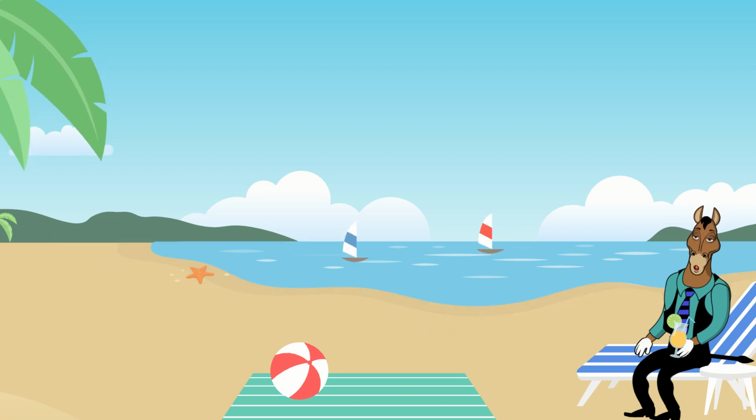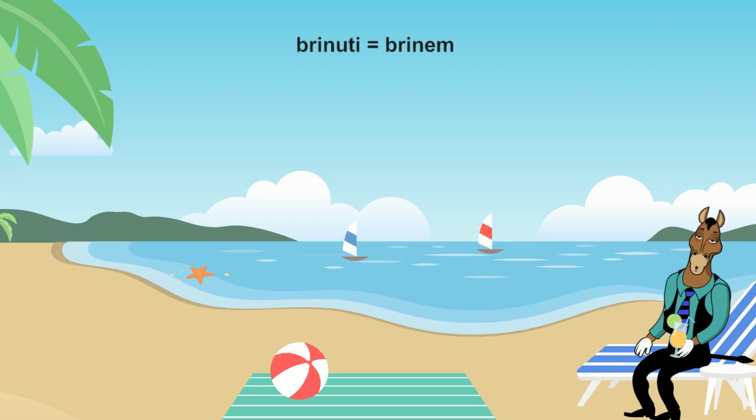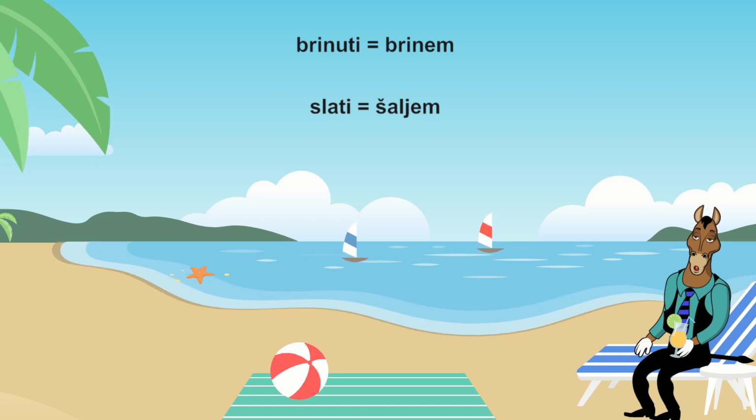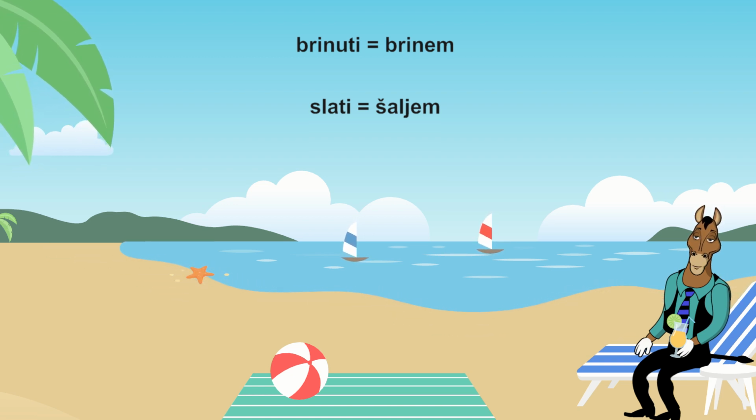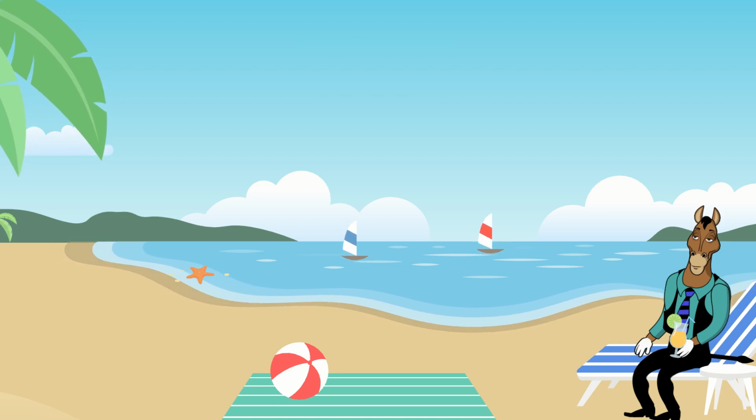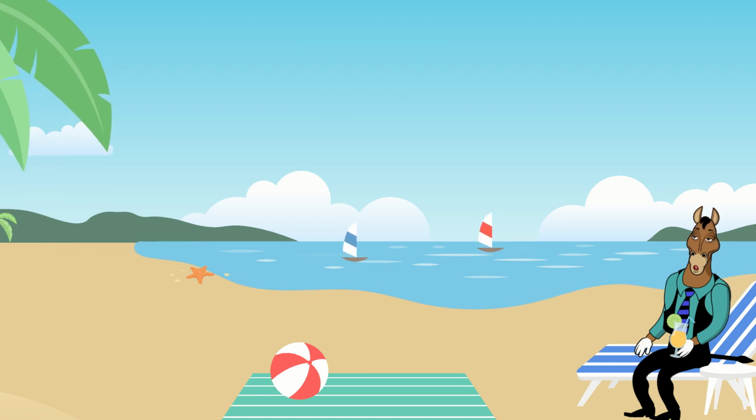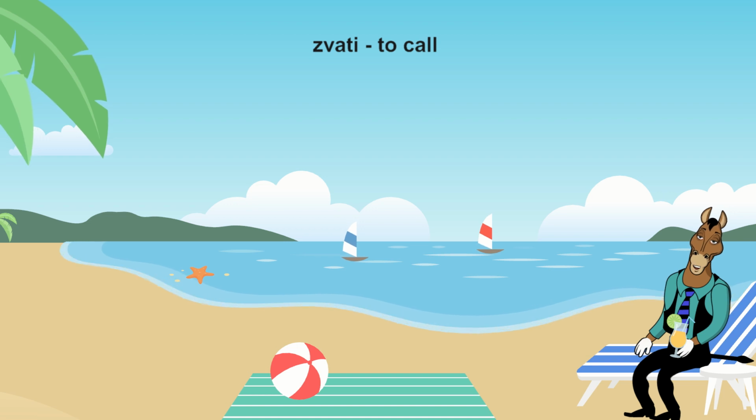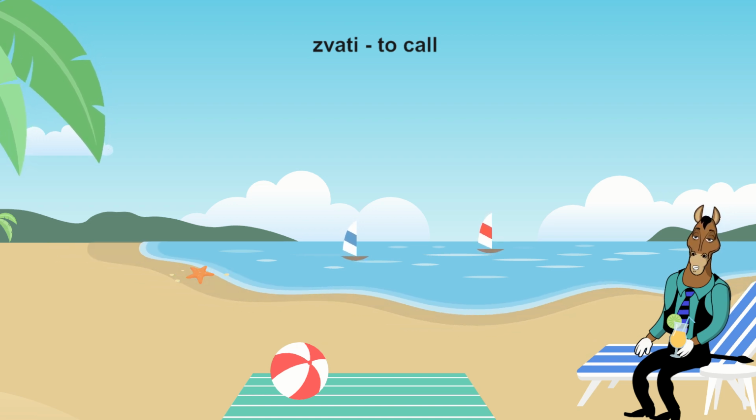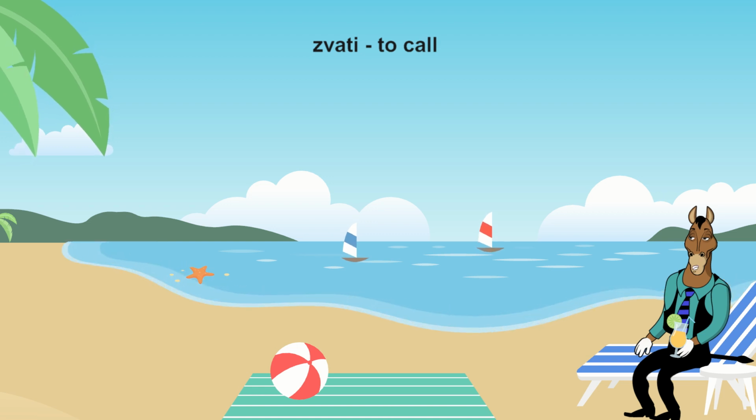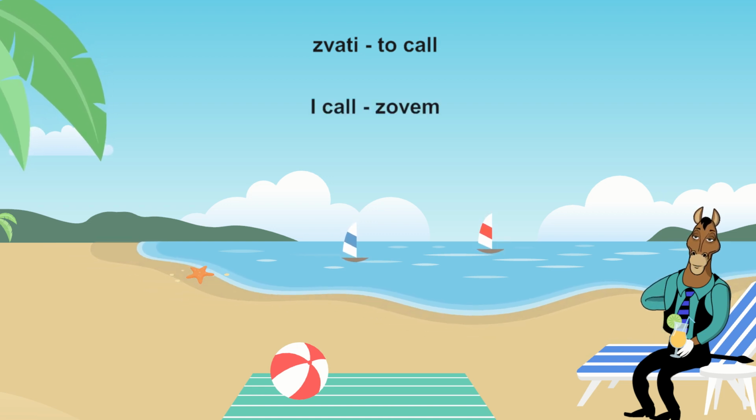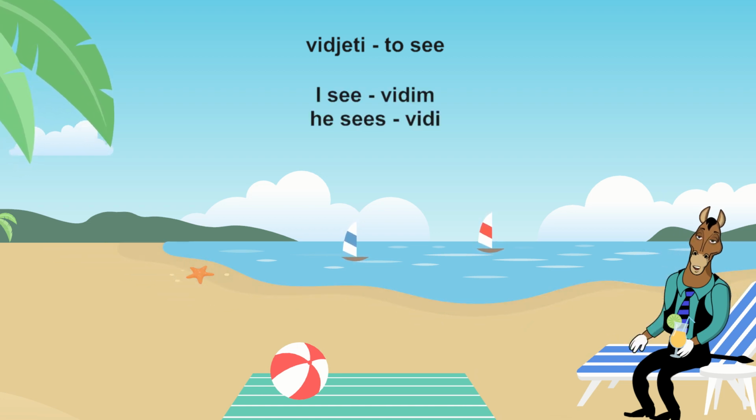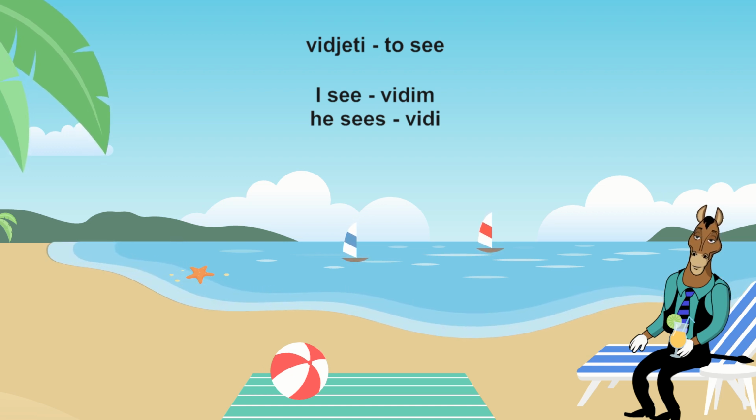There are simple irregular verbs that don't change much, like brinuti, which becomes brinem, and complex irregular verbs where a lot of the word has changed, like slati, which becomes šaljem. So, how do you remember all of the differences? Well, the best way is to just use them. Zvati, or to call, is an irregular verb, but it is a word that most beginners are familiar with in the form zovem. Vidjeti, to see, is another irregular verb that is probably familiar in the forms vidim and vidi.